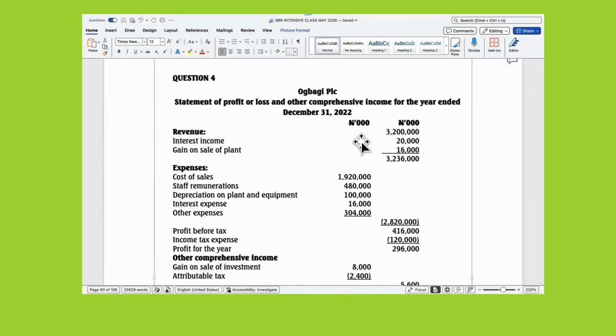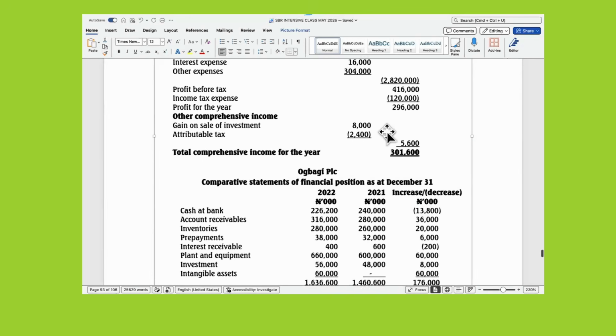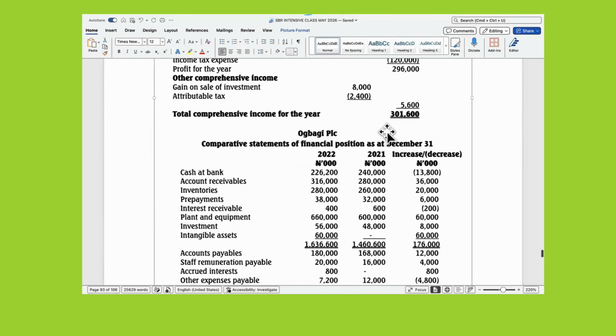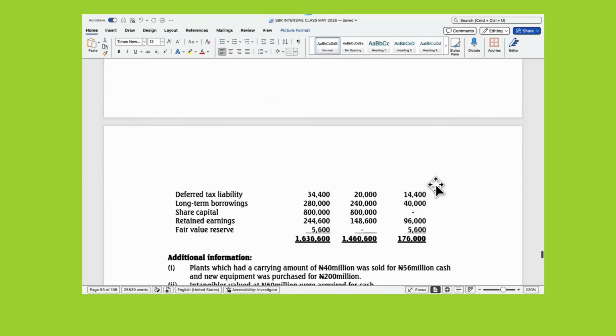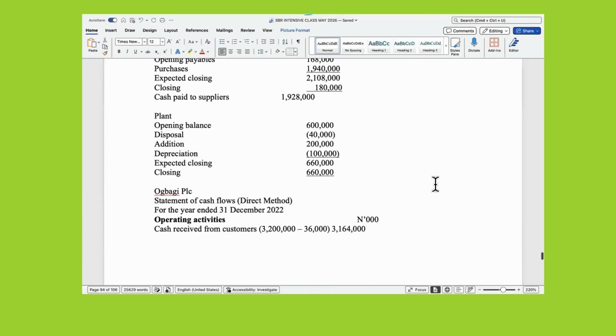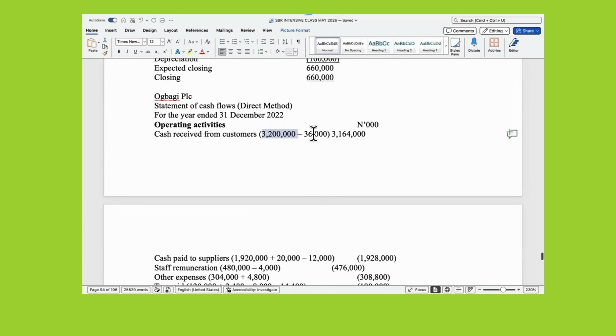So you look at it now, my revenue was 3.2. So should I put everything in cash flows? It depends, right? It depends if I've received everything. So for me to know whether I've received everything, I check if I have any receivables for the year, and I do. They already gave me my receivables for the year, which is 36. So that means out of that 3.2, I haven't received 36. So all I need to do is 3.2 minus 36. So I've only received this one.